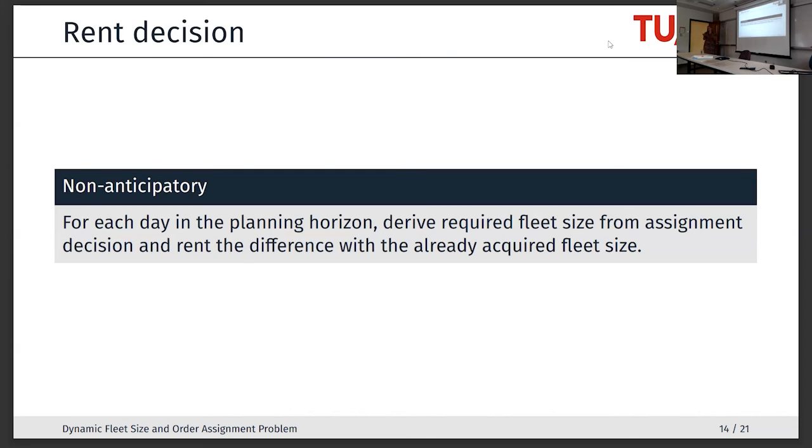What is a rental policy? Well, it's rather straightforward. It's non-anticipatory, meaning that for each day in the planning horizon, we simply derive the required fleet size from the assignment decision, and then we rent the difference with what we already have.